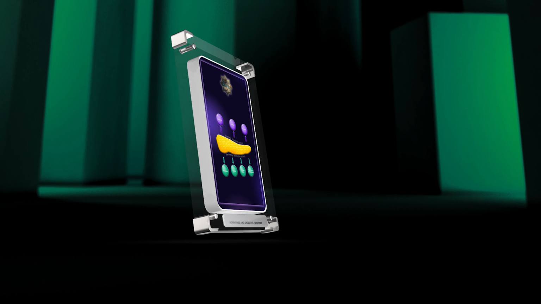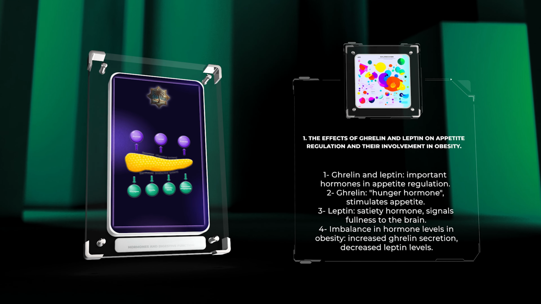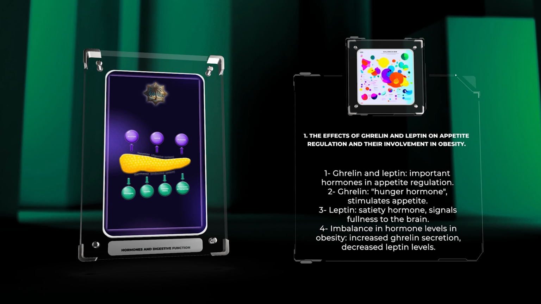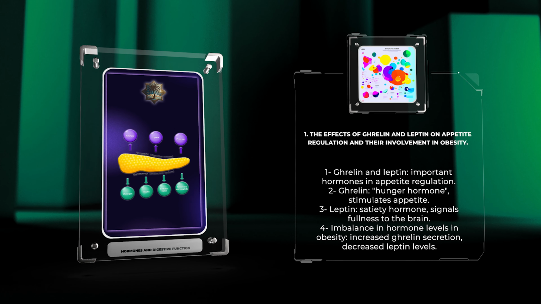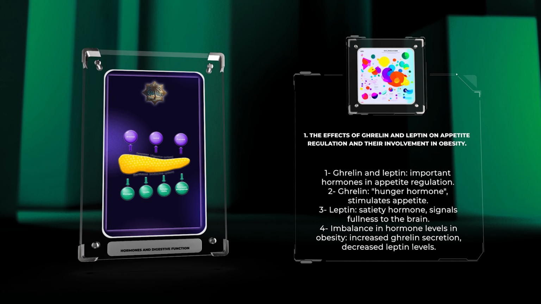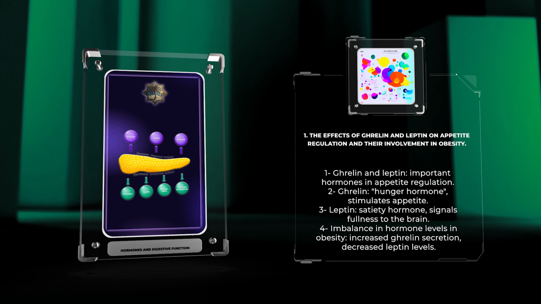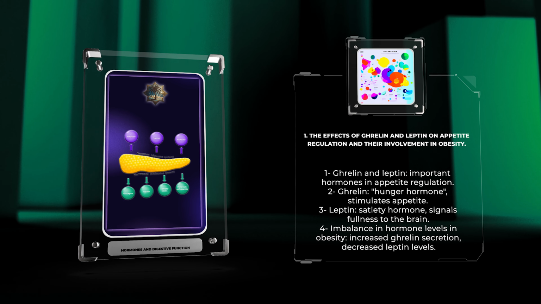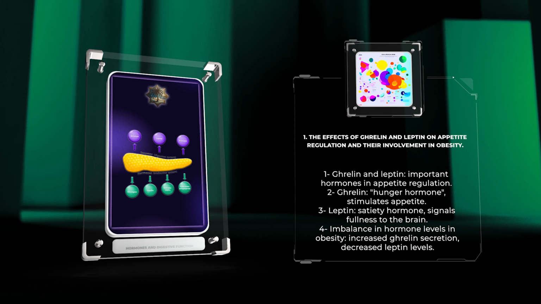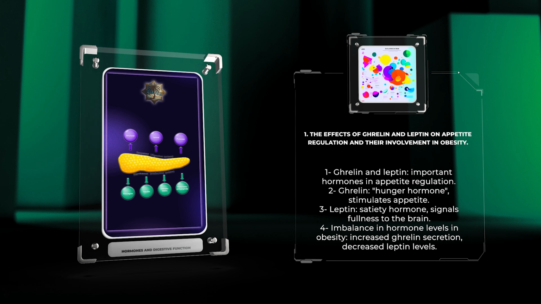Ghrelin and leptin are two important hormones involved in appetite regulation. Ghrelin, primarily secreted by the stomach, is known as the hunger hormone as it stimulates appetite. Leptin, on the other hand, is produced by adipose tissue and acts as a satiety hormone, signaling fullness to the brain. In individuals with obesity, there is often an imbalance in the levels of these hormones. Increased ghrelin secretion and decreased leptin levels contribute to excessive appetite and reduced satiety, leading to overeating and weight gain. Understanding the intricate interplay between ghrelin and leptin can aid in developing targeted therapies for obesity.